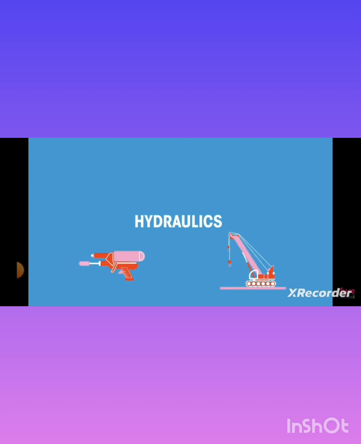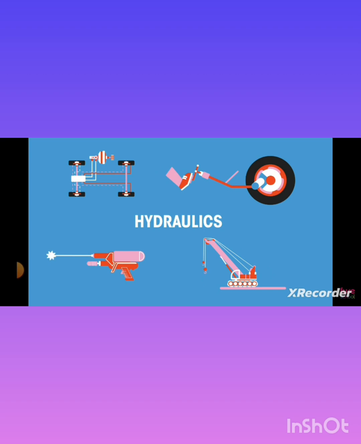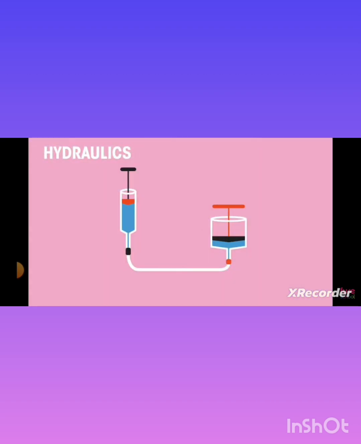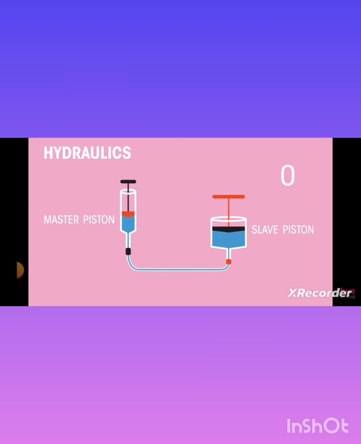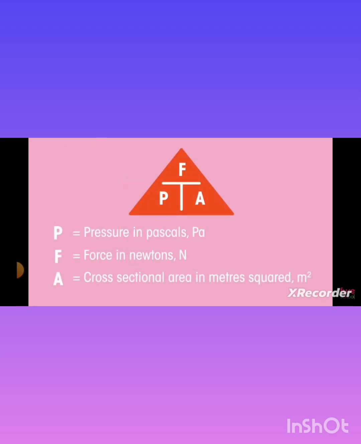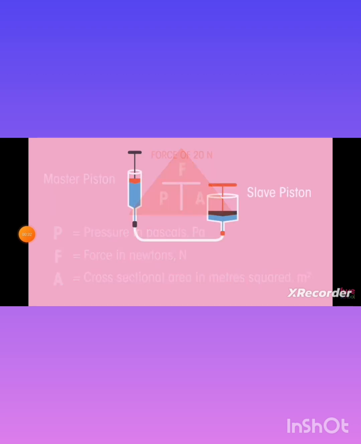Technology using moving liquids is known as hydraulics, which is where the water pistol, cranes, and car brakes come into play. They all use hydraulics. Hydraulic systems consist of two pistons: a master piston, where pressure is applied, and a slave piston, which the pressure is transmitted to. Let's look at an example of how system multiplies pressure. Remember, pressure is calculated using this equation. A force of 20 newtons is applied to the master piston, which has an area of 0.001.